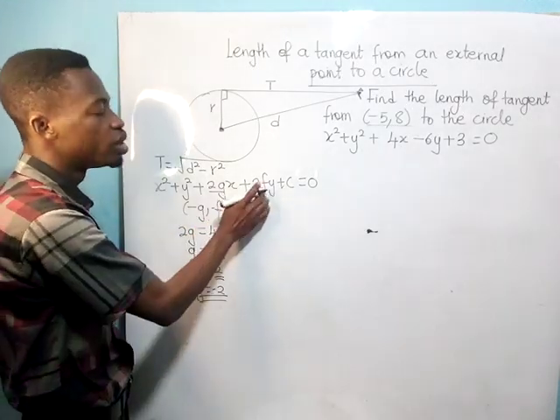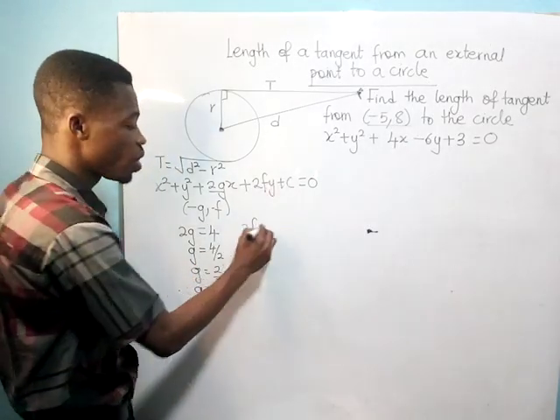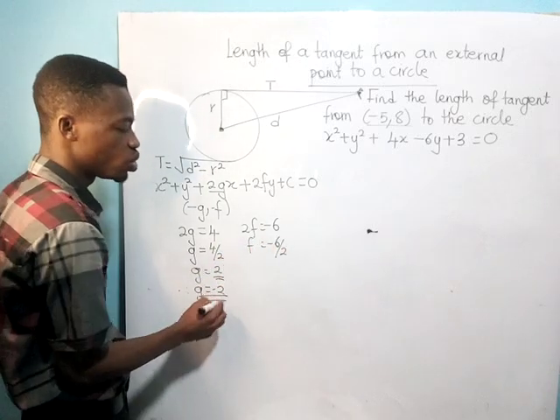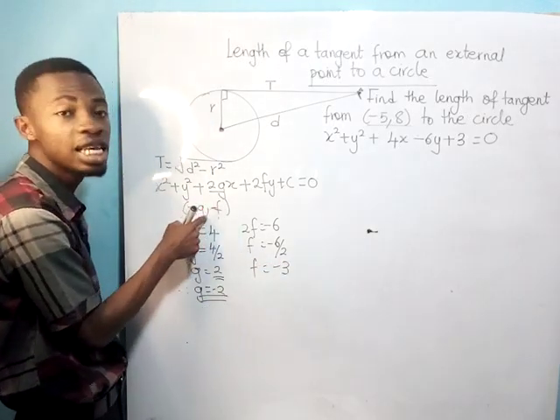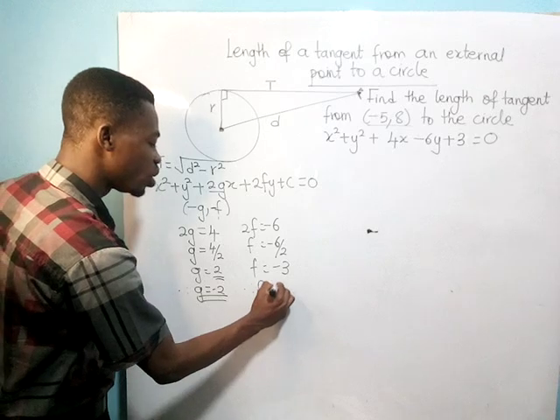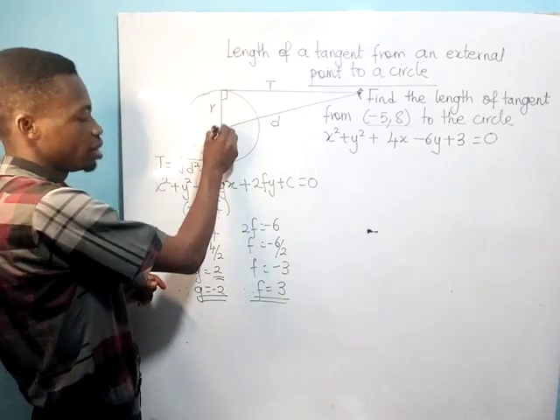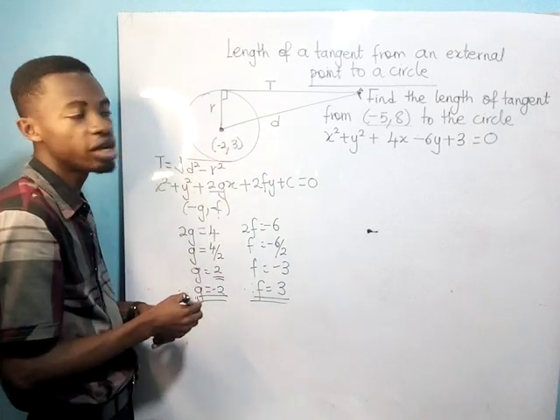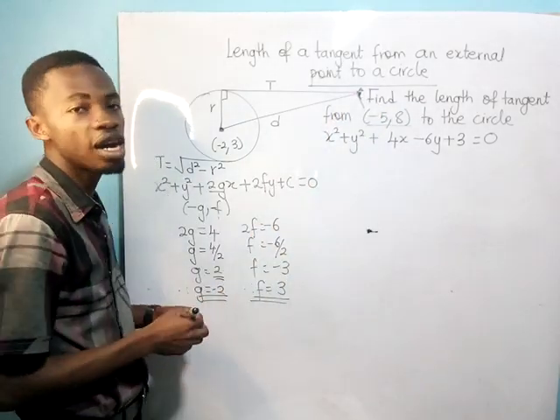Now let's come to the coefficient of y. We equate our 2f to the coefficient of y, which is negative 6. F gives us negative 6 over 2, where our f here is negative 3. But remember, the center is giving us negative f. So our final value for f is positive 3, because we negate this. So now we have the center. Our center is (-2, 3). Then our external point is already given as (-5, 8).